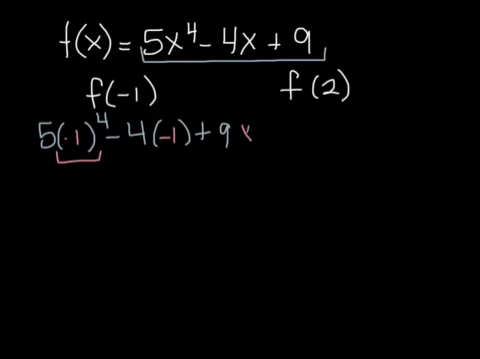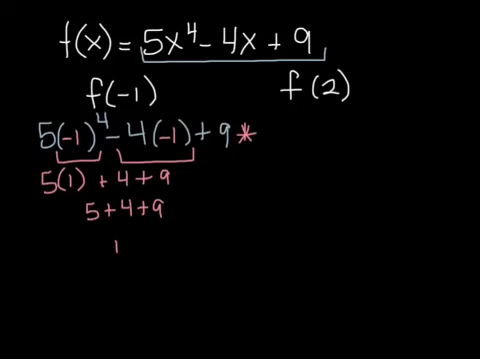Truly, I would stick this in my graphing calculator exactly how it reads with the parentheses and just let my calculator do the work. If you do it by hand, -1 to the 4th is a +1. If I multiply these two pieces right here, that gives me a +4 plus 9. So I'm looking at 5 plus 4 plus 9, and the answer is 18.